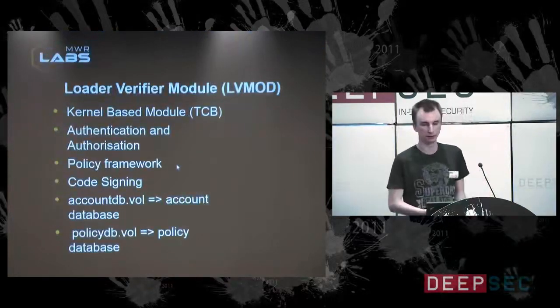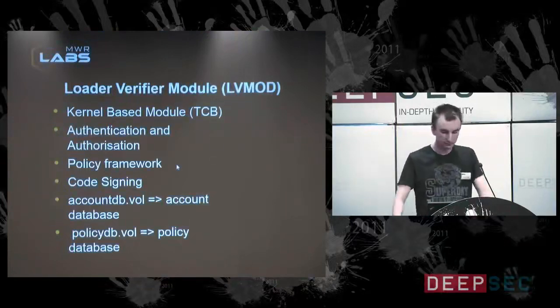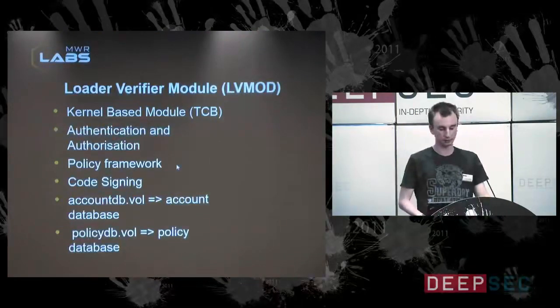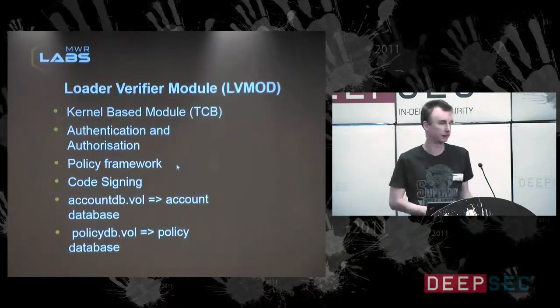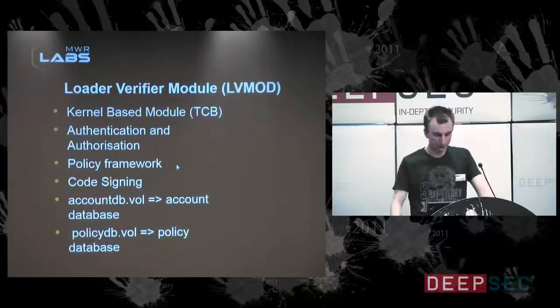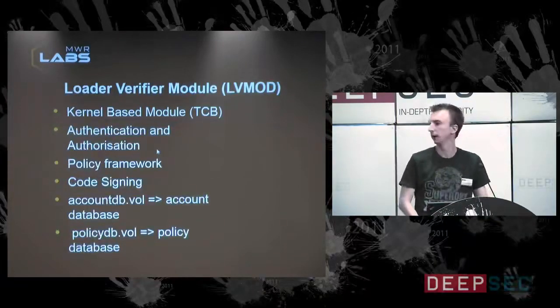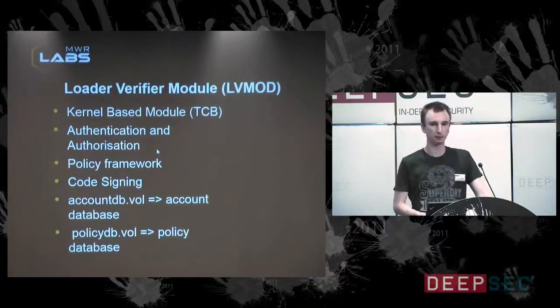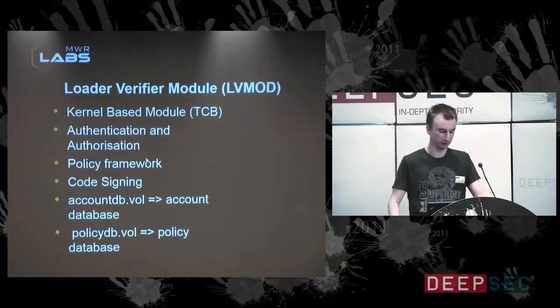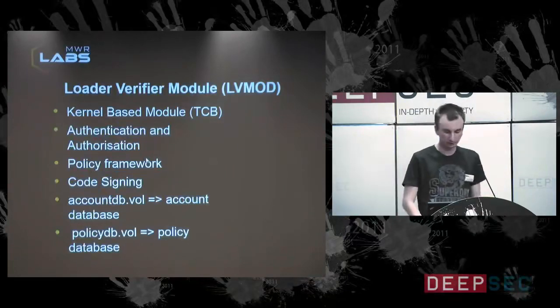So this is controlled in the kernel. There's a module in the kernel, the loader verifier module, which controls all the authentication and authorization on the device. It's the centralized point, the centralized gatekeeper for security on the phone itself. So it uses the policy framework, policy entries, which I'll talk about in a second, to determine the authentication and authorization on the phone, and uses the code signing as well.